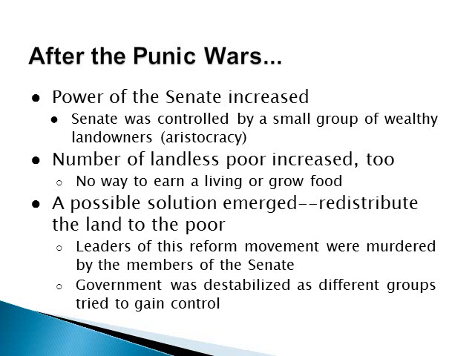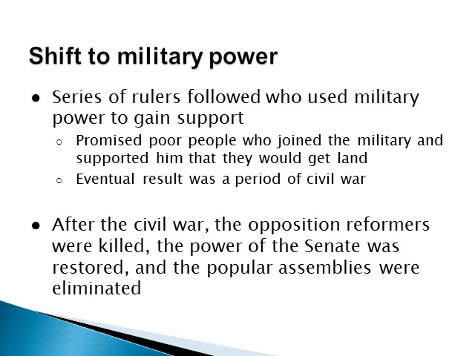Now, a possible solution emerged. The idea was suggested that you would take some of the land away from the aristocracy and you'd redistribute it to the poor. But that doesn't work out, and the leaders of the reform movement, a set of brothers who were named Gaius and Tiberius Gracchus, were actually killed in this period of time.